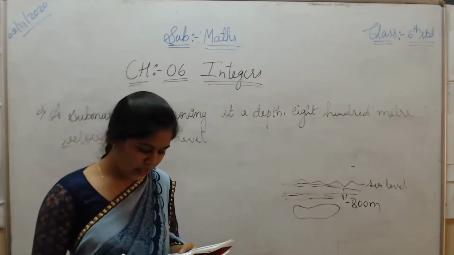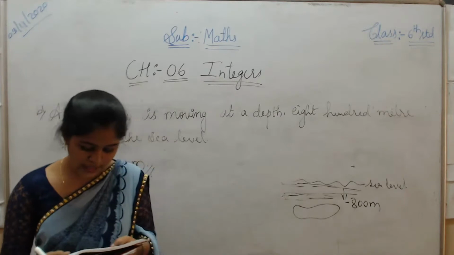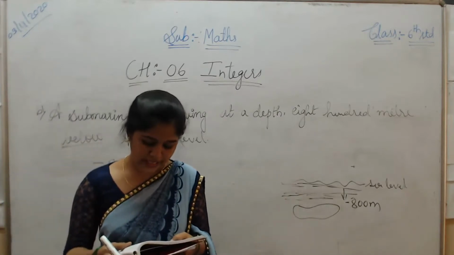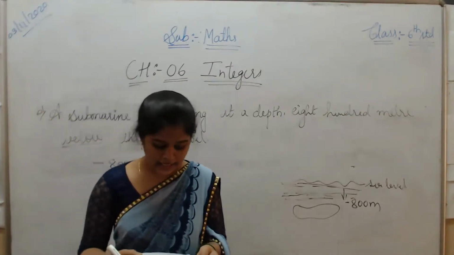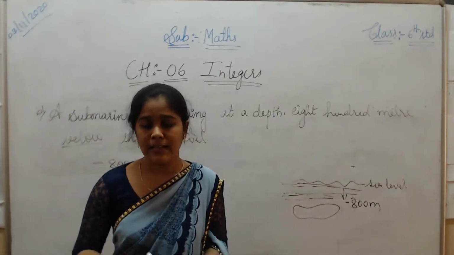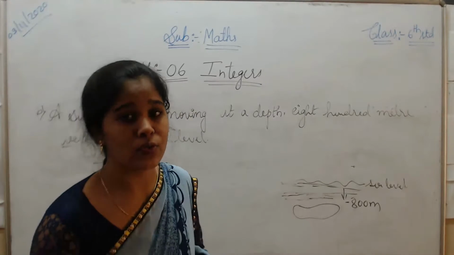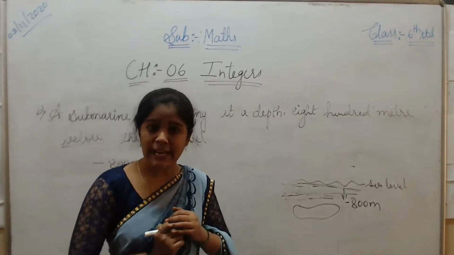Okay. Next, a deposit of rupees 200 and withdrawal of rupees 700. Take these two, C and D, as homework, write it and send it to my WhatsApp number. We'll continue in the next class. Hope you understood, students.